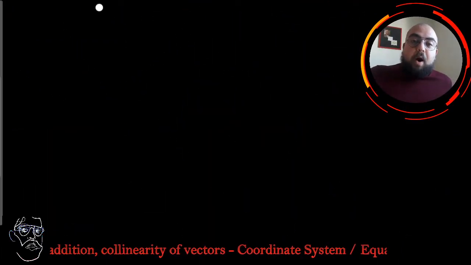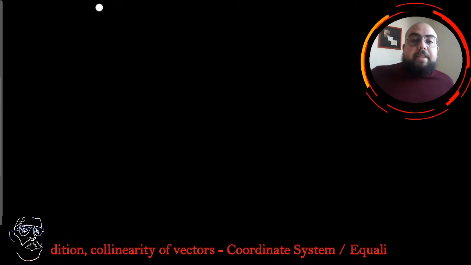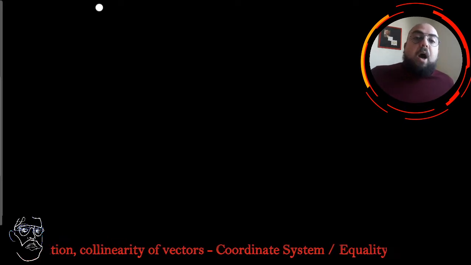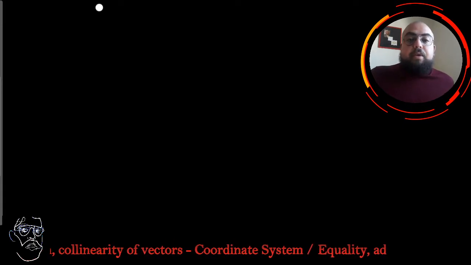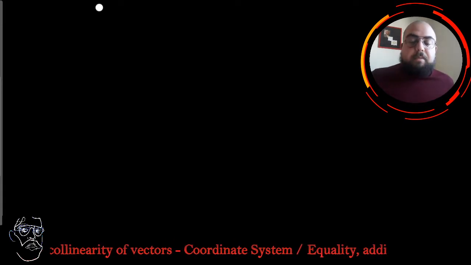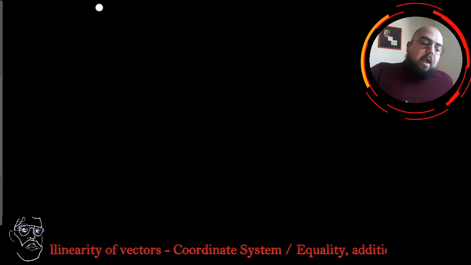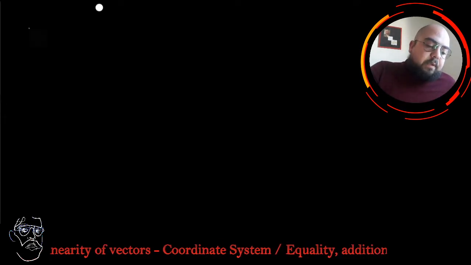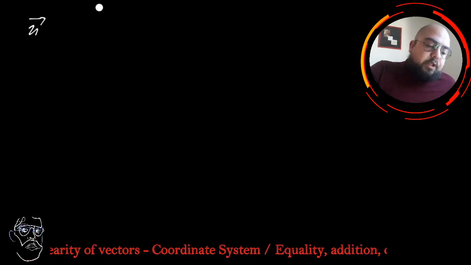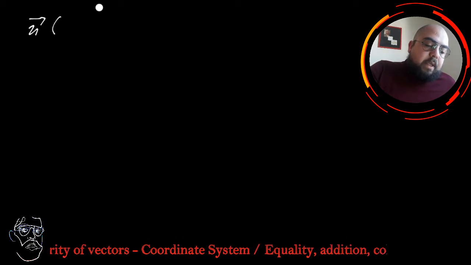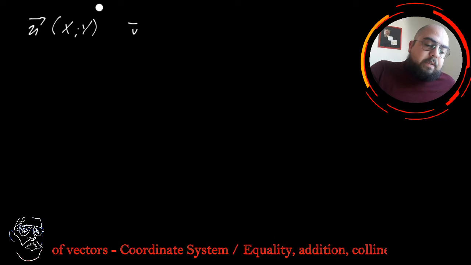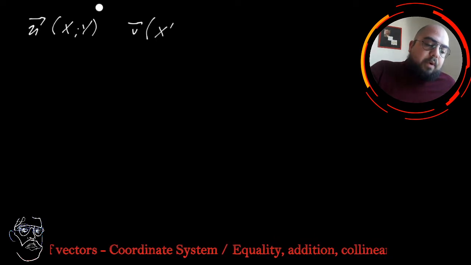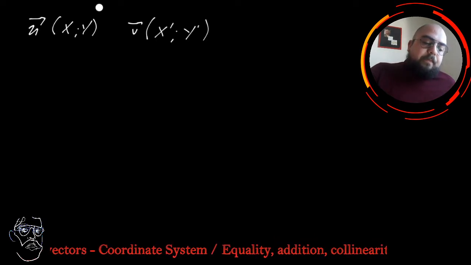Today I'm going to talk about the equality of two vectors, how to add two vectors, and of course the collinearity of two vectors in the coordinate system. Let's first start with two vectors. The first vector is u with the coordinates x and y. The second vector is v with the coordinates x prime, y prime.